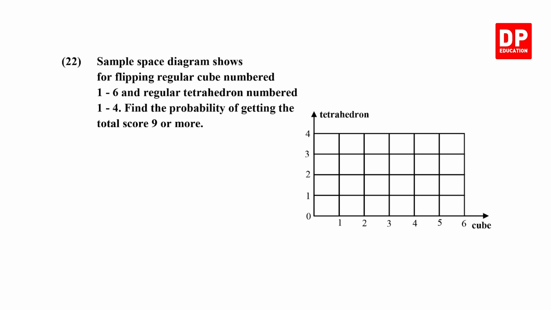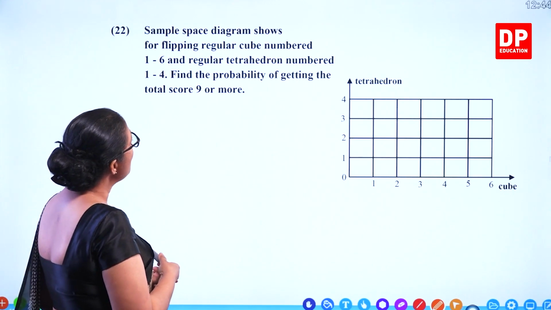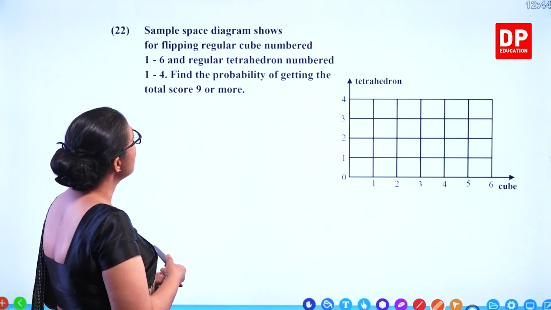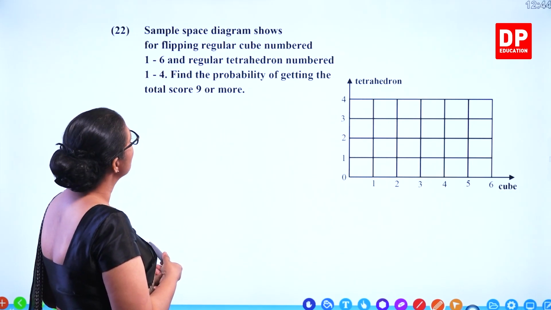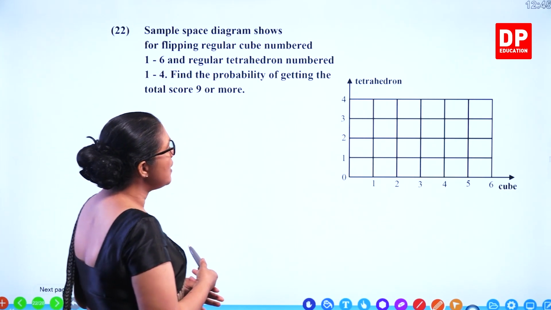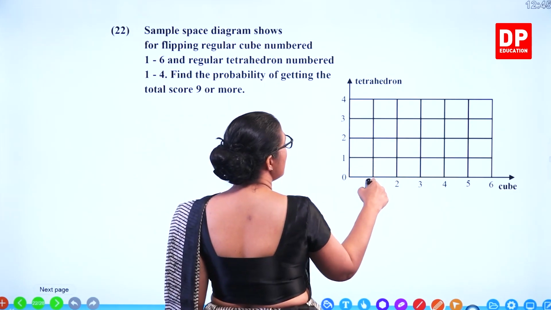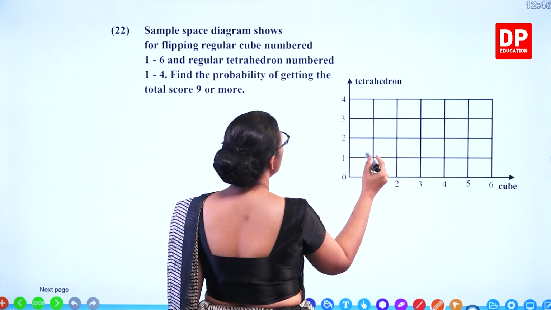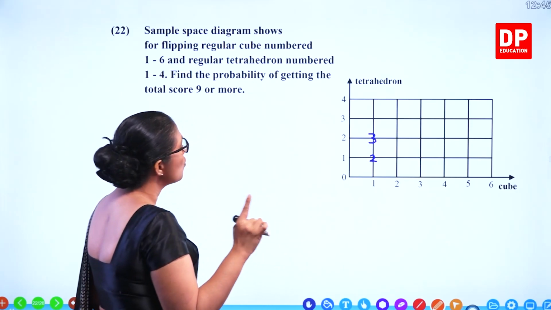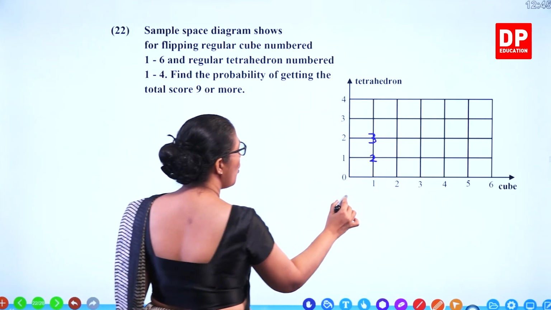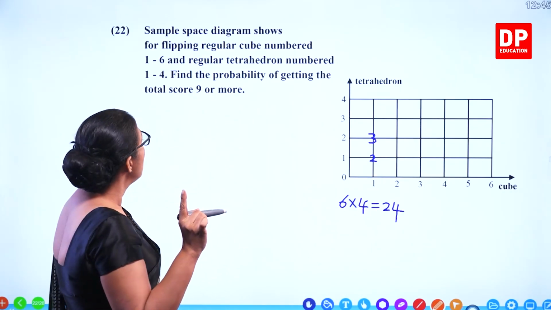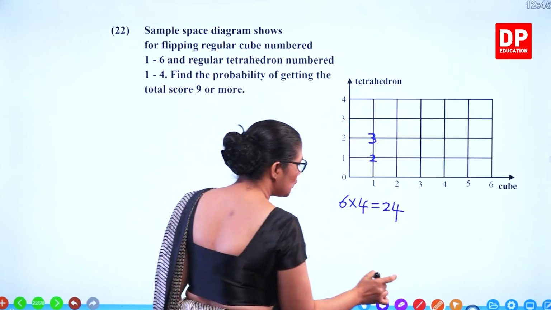Question number 22. Sample space diagram shows flipping a regular cube numbered 1 to 6 and a regular tetrahedron numbered 1 to 4. Find the probability of getting the total score 9 or more. What are the possibilities you can get? You can get here 1, 1. So the total is 2. So here 2, 3, like that. All possibilities are there. So altogether how many outcomes? 6 into 4. 24 outcomes are there. So out of that you have to select the score should be 9 or more. So what are the possibilities?